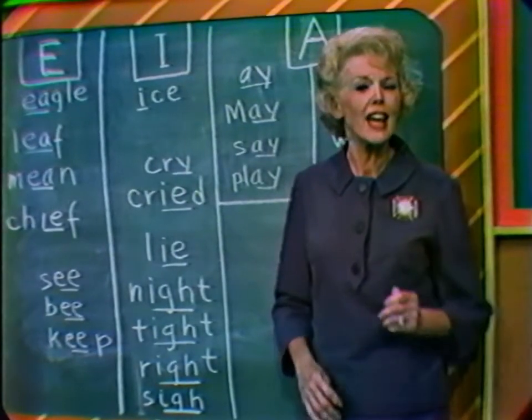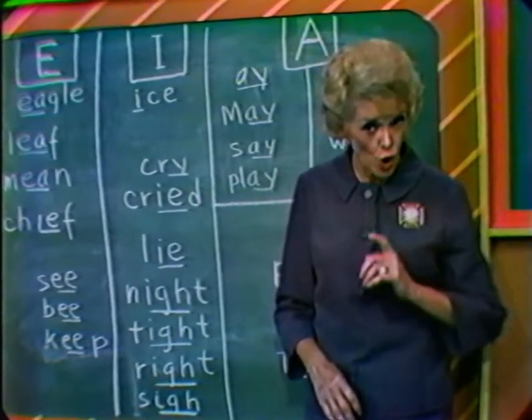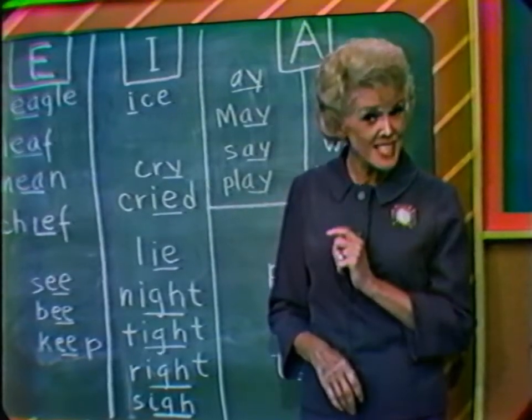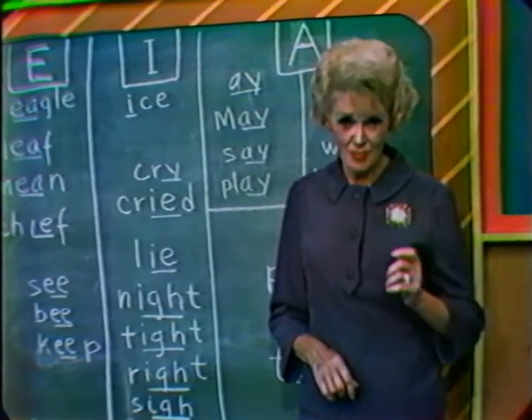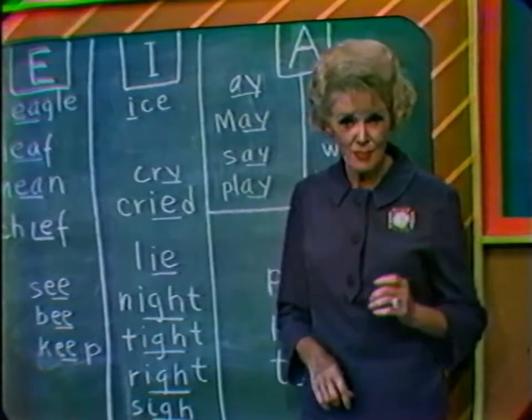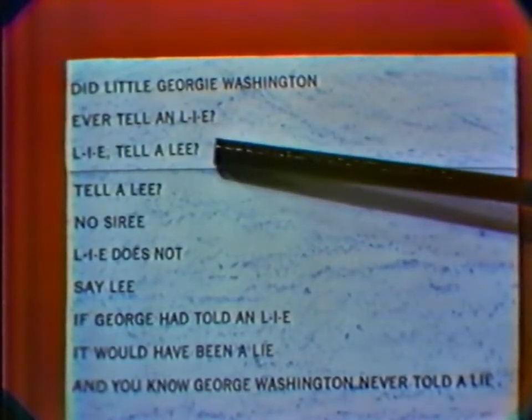Suppose you read the word L-I-E in a story about George Washington. What does the word say? Did little Georgie Washington ever tell an L-I-E, tell a lee? No, sirree, L-I-E does not say lee. If George had told an L-I-E, it would have been a lie. And you know George Washington never told a lie.